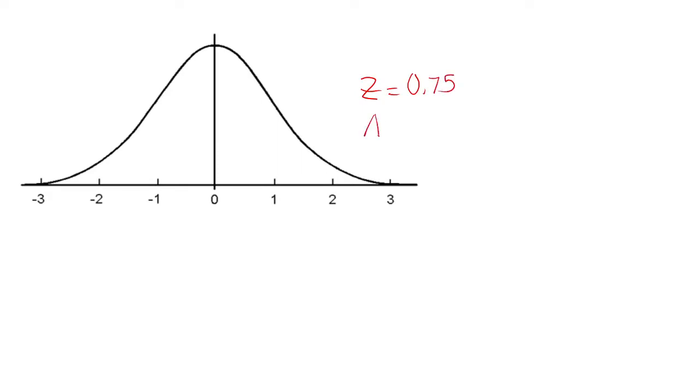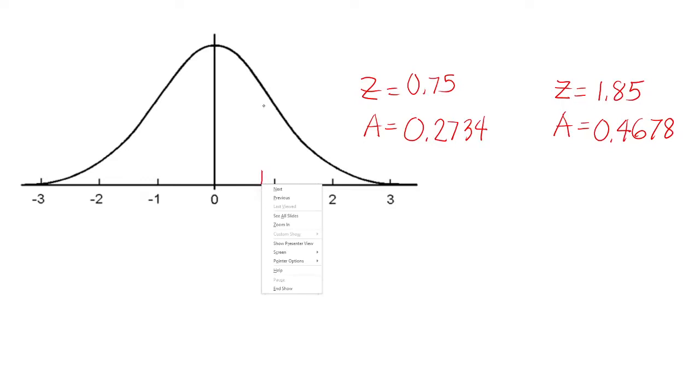If the z is 0.75, how much is the area? Use the table. 0.2734. What about the area when z is equal to 1.85? What is the area? 0.4678. Okay, now this time, let's locate 0.75. 0.75 is here.